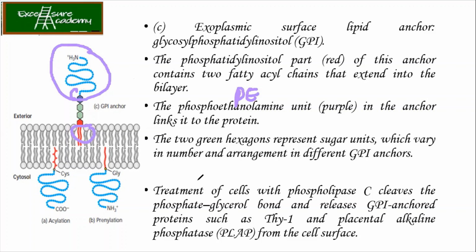Now, in this case, if you treat with phospholipase C, remember we have already discussed phospholipase C, that it cleaves the phosphoglycerol bond. Different types are there. This is one example where phospholipase C cleaves the phosphoglycerol bond and releases GPI anchored proteins such as Thy1 and PLAP, that is placental alkaline phosphatase, from the cell surface. So this one is important to be remembered.